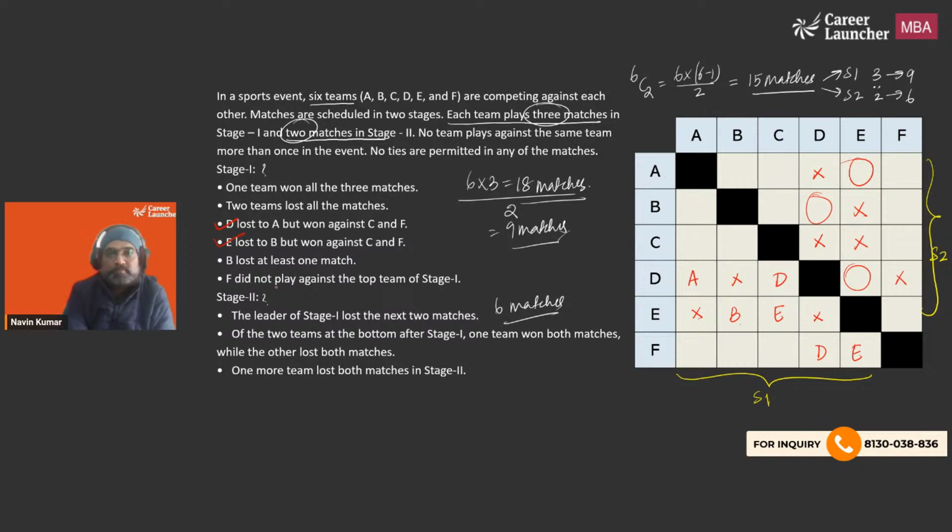Okay. Now, we are done with 3 matches of D. We are done with 3 matches of E. We are done with 2 matches of F automatically. We are done with only 1 match of A. We are done with only 1 match of B. We are done with 2 matches of C.